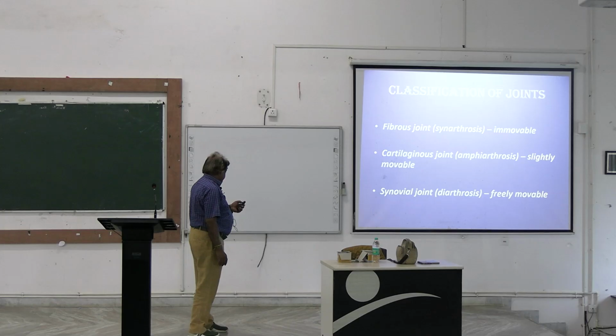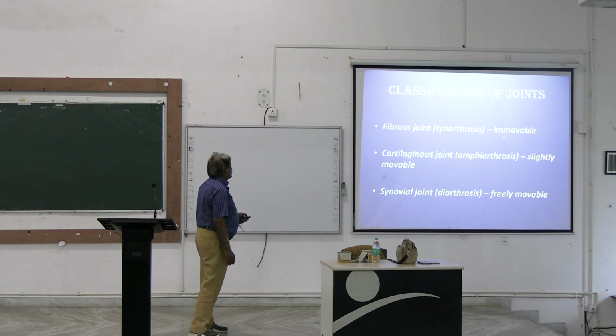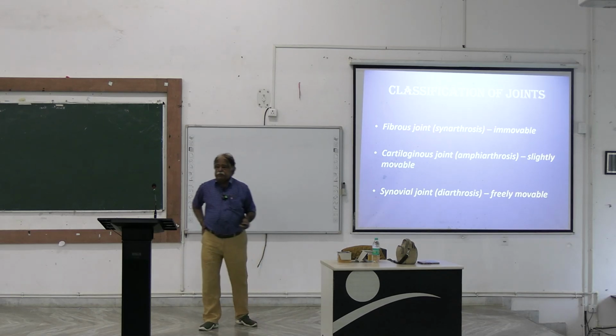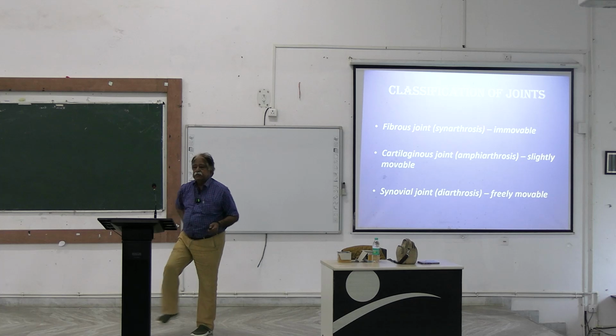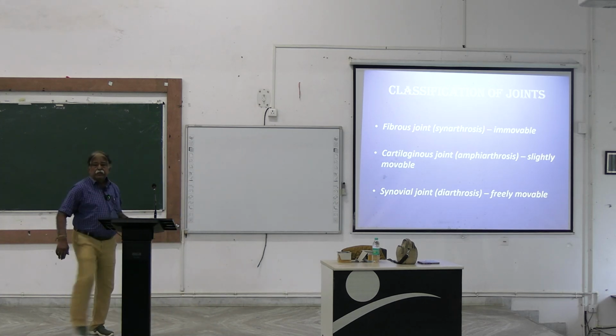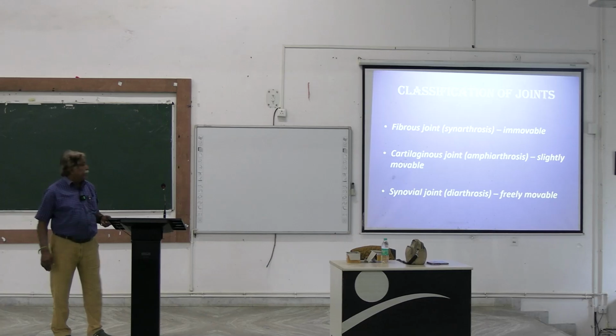Now, classification of joints: fibrous joints, synarthrosis, immovable; cartilaginous joint, amphiarthrosis, slightly movable; synovial joint, diarthrosis, freely movable. The hip joint, see, you can move it like this.